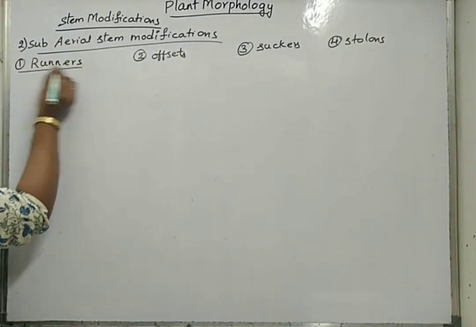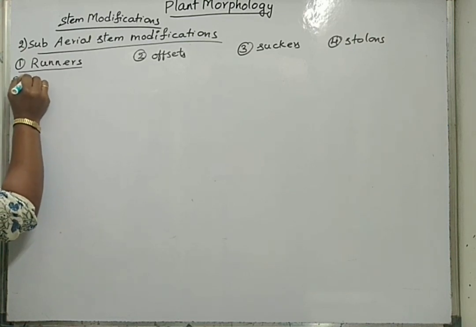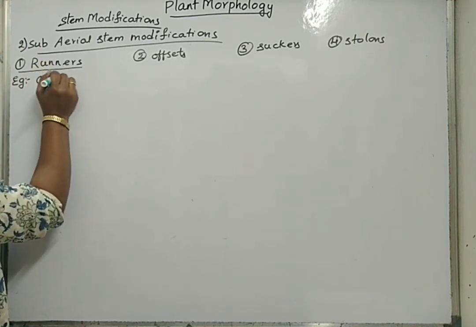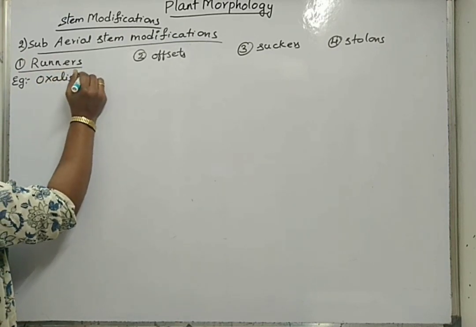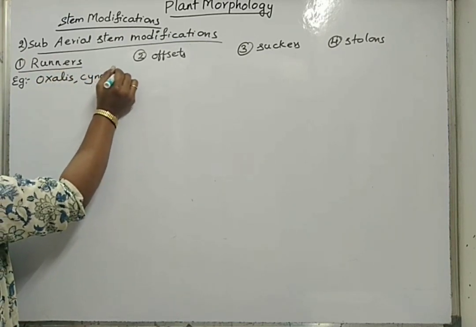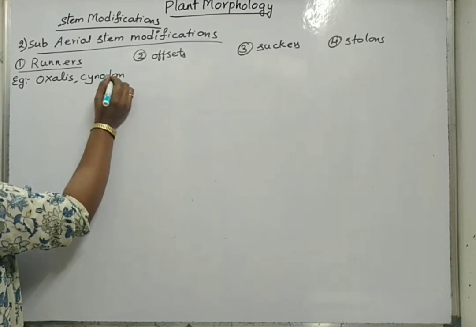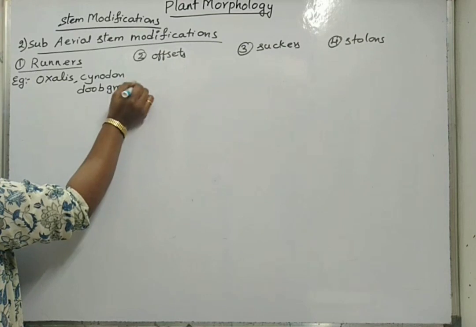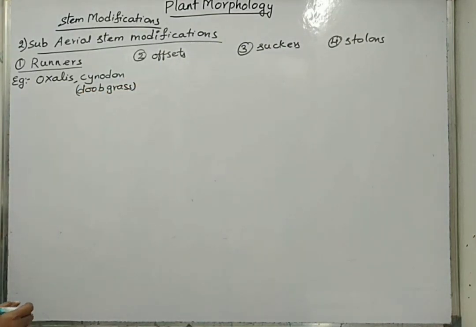First one about runners. Under runners, which plants do we read as an example? Examples we read are oxalis, next cynodon. Cynodon is dog grass, normally grass that grows in the fields.